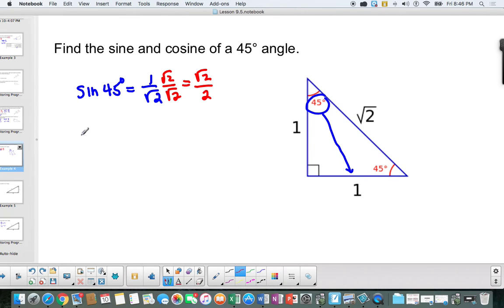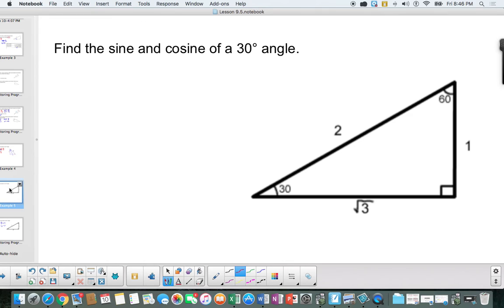Now remember that the cosine of the complement, remember these are complements right here, these two, they are going to be equal to each other, and so that's going to be root 2 over 2. If you forget about this sine and cosine relationship with complementary angles, you can just go back to the triangle and use the formula. Okay, your turn. Find the sine and cosine of a 30-degree angle.